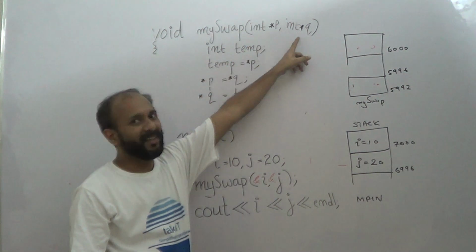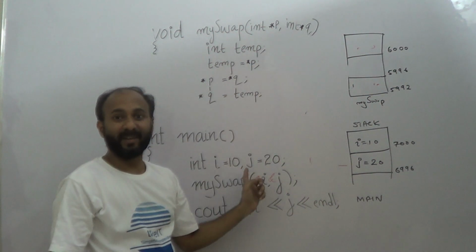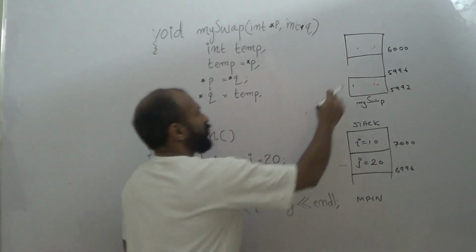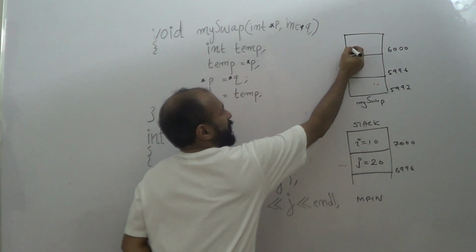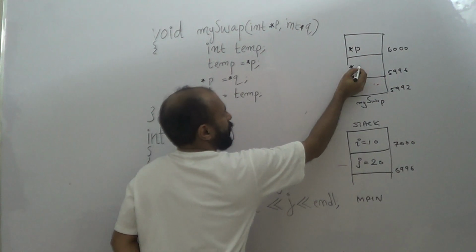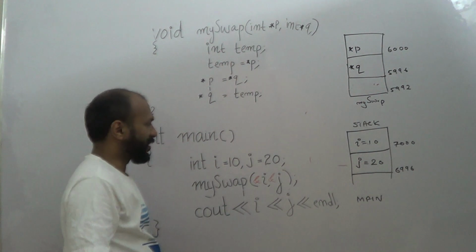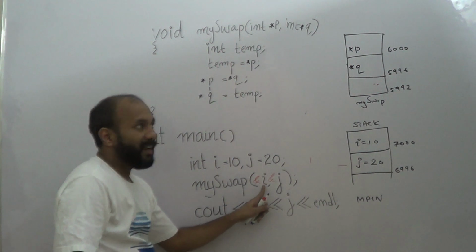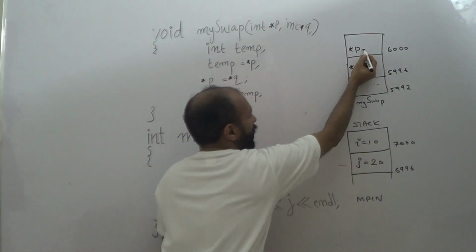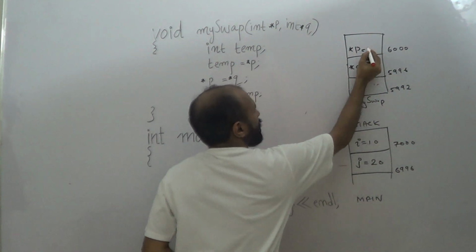Now I have two pointer variables inside the function. A pointer is capable of holding the address of the variable which I am passing from main. One pointer variable is p, another pointer variable is q, each holding the address of a variable. We are taking the address of i and passing it into p. Now p will have the address of the variable i. That means p will have 7000.